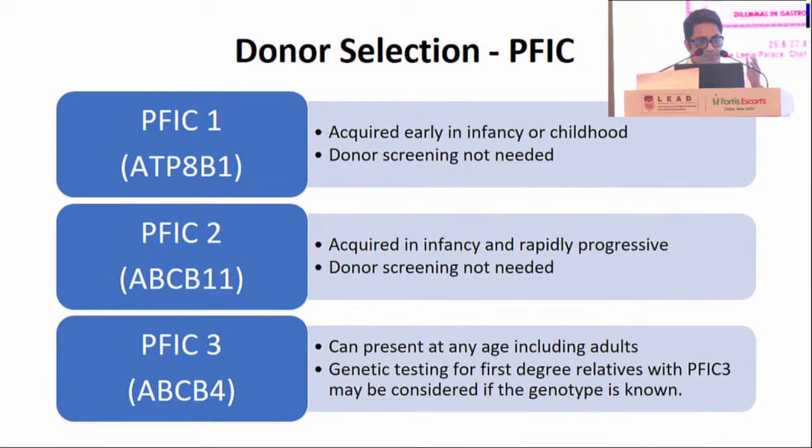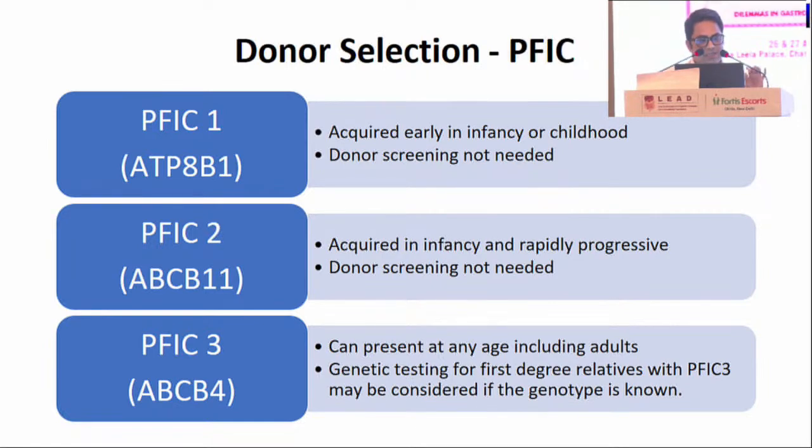Another disease is PFIC, that is progressive familial intrahepatic cholestasis, which has 3 variants, and these 3 variants are very important. If a patient comes to you at an early stage, like infancy or childhood, then it's very difficult to differentiate between different types of PFICs. Once it is difficult to differentiate, genetic analysis would tell you which type of PFIC it is, and if genetic analysis matches with the donor, only then we should accept the donor as a heterozygote donor.